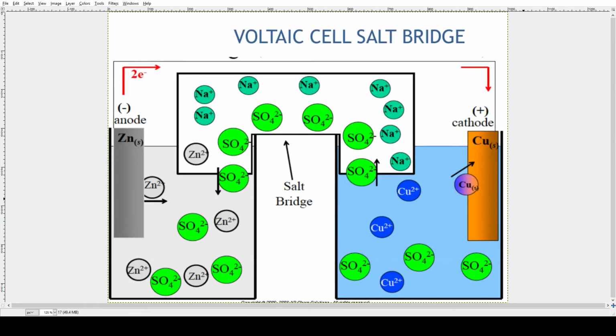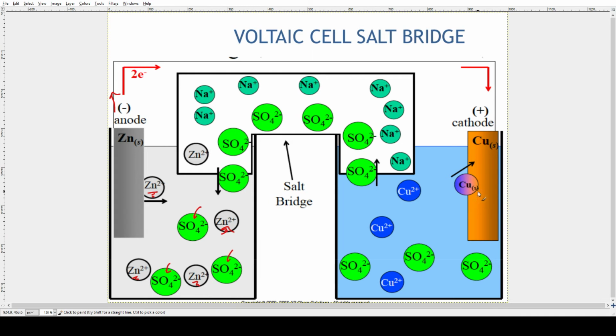So here's an even more visual version of this happening. We have our zinc, the anode, which is where oxidation occurs. Electrons are leaving it through this wire over here. And as those electrons leave, zinc comes out. We get more and more zinc, and the solution gets more and more positive. And so the salt bridge supplies us with some sulfate to balance out those positive charges.